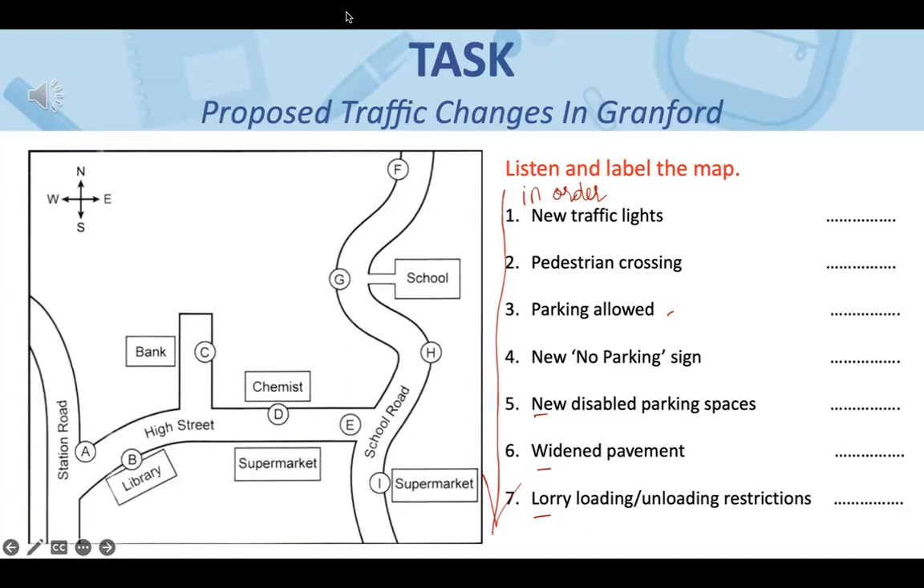We're proposing some changes to parking. At present, parking isn't allowed on the High Street outside the library, but we're going to change that and allow parking there, but not at the other end of the High Street near School Road. There'll be a new no parking sign on School Road just by the entrance to the school, forbidding parking for 25 metres.